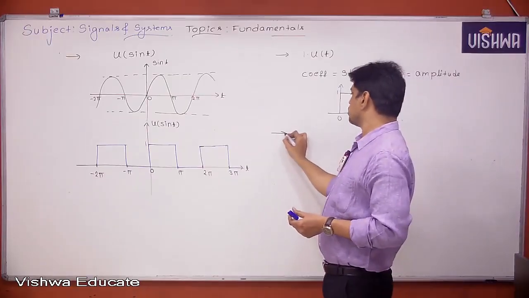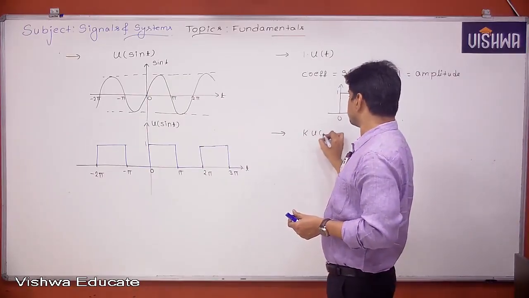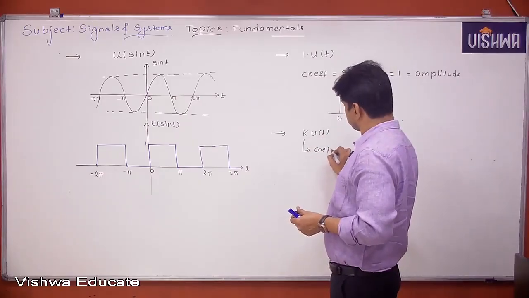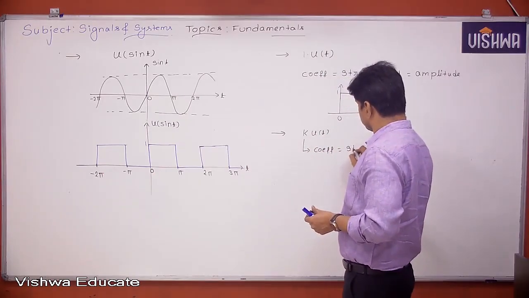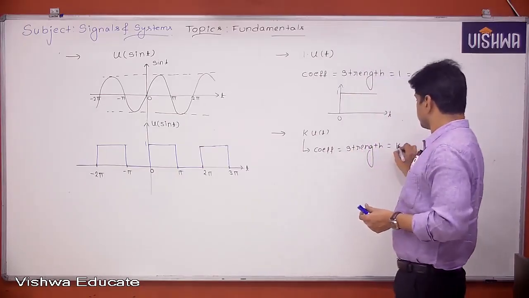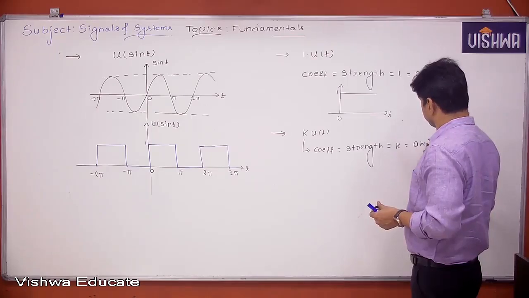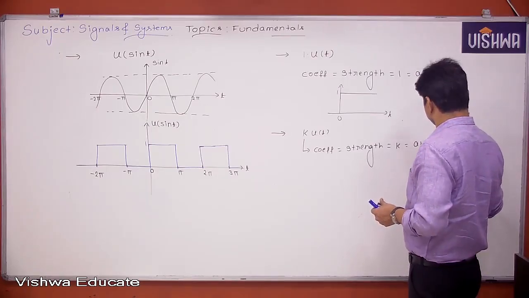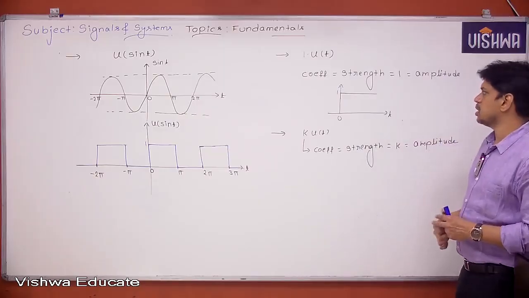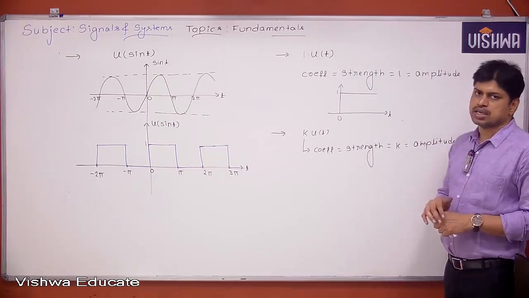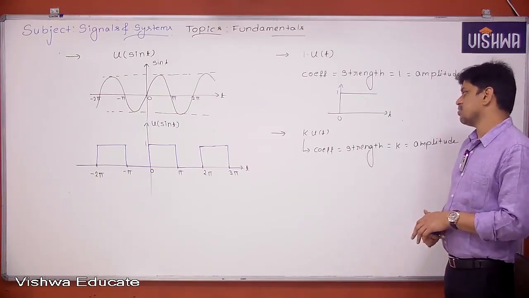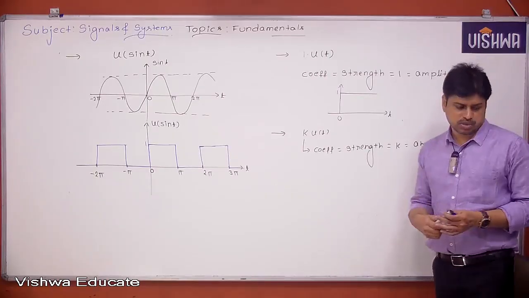So here, if I write k u of t, that coefficient k is equal to the strength, which is nothing but the amplitude of the curve. Why I am insisting on these values is that in an impulse function the coefficient indicates area, whereas in the step function it indicates amplitude. Okay, be careful.